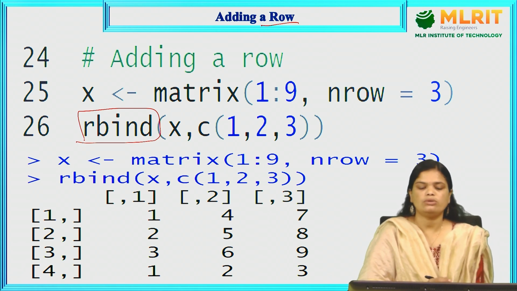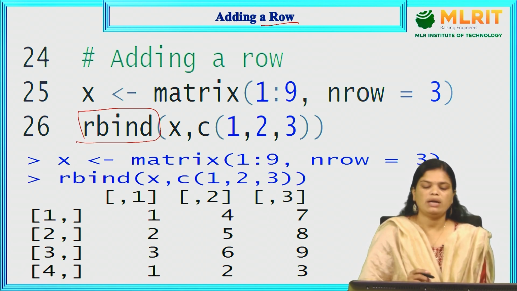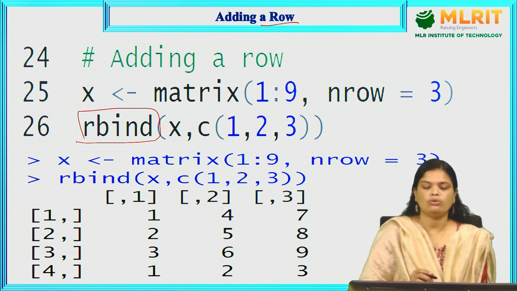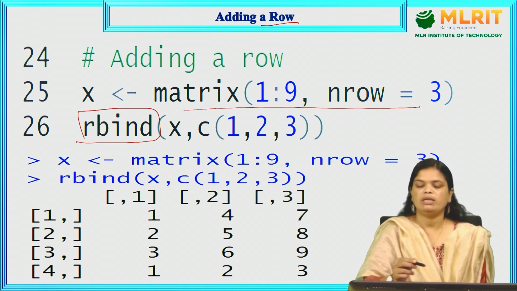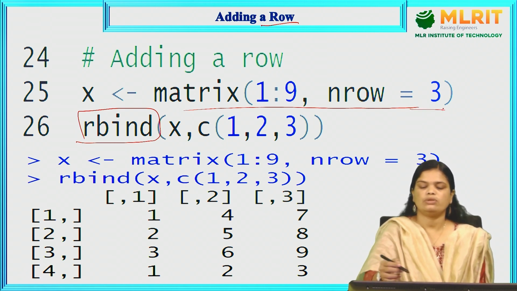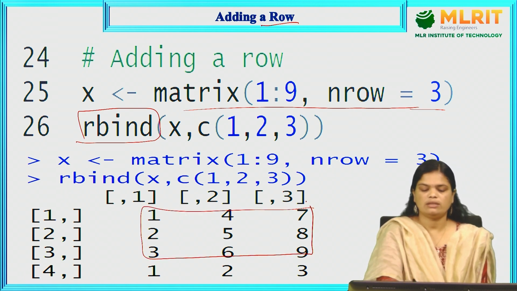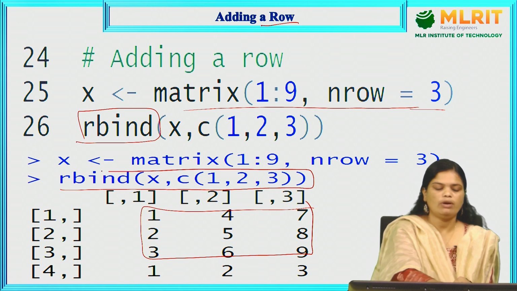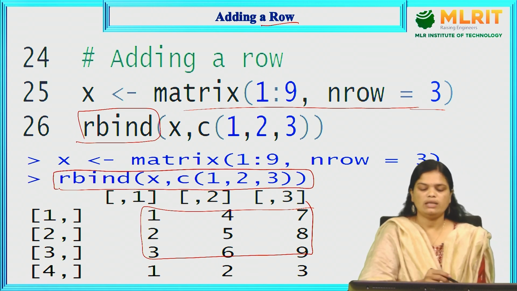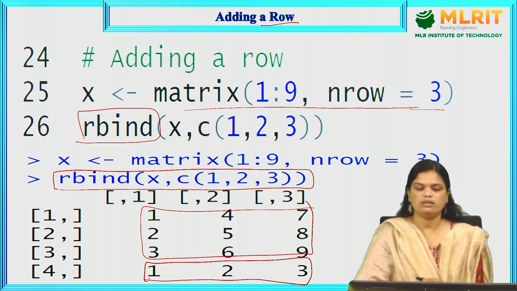For this also you need to have the matrix available. For the existing matrix only, we will be adding one more row to the existing matrix. The same example, 1 to 9 elements are there, and you are specifying the number of rows are 3. And look at here, this is the already existing matrix. And by using an rbind function, you are adding one more row to the matrix, that is 1 to 3 elements you are adding to the already existing matrix here.